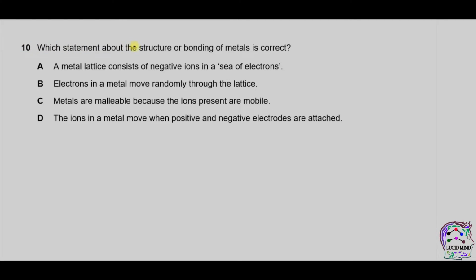Question 10. Which statement about the structure or bonding of metals is correct? Part A. A metal lattice consists of negative ions in a sea of electrons. This one is incorrect because metal consists of positive ions in a sea of electrons. Part B, electrons in a metal move randomly through the lattice. This is true because electrons are free to move, so they can move freely wherever they want.